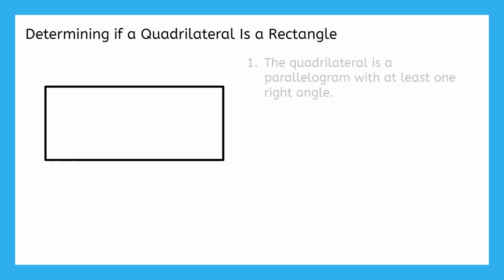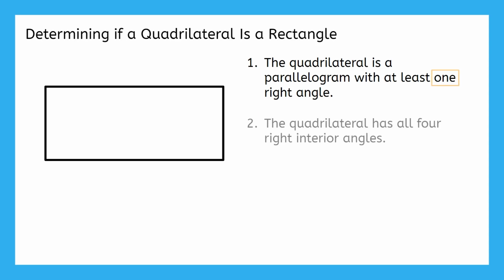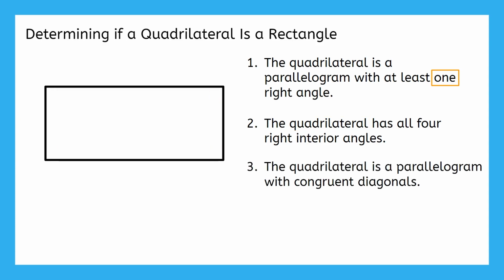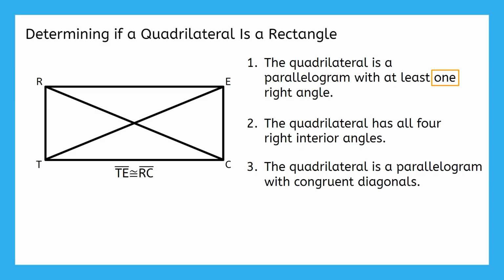The first is if you have a parallelogram with at least one right angle. Once you know it's a parallelogram, having just one right angle is enough to know that all of your angles are right. The second way is if you have a quadrilateral with all four right angles. Notice that this says quadrilateral, so we don't need any additional information besides four sides and four right angles. The last way is if you have a parallelogram with congruent diagonals.